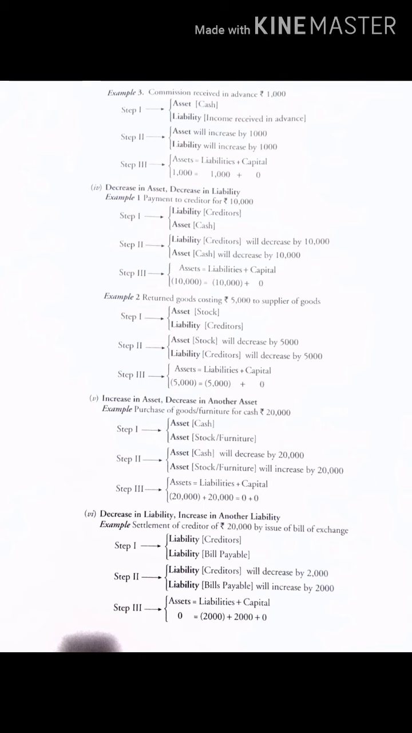Okay, next is decrease in assets, decrease in liabilities. We'll take some examples related to this. First is payment to creditors for 10,000. So here what we are doing is paying the creditors. How much amount? 10,000. Okay, now we'll check the variables. We are paying, that means cash is going. So cash means asset. Okay, now creditors, they are what? Liabilities. So the two variables affected are cash and creditors, right? So creditor is the liability, cash is an asset. This is my first step.